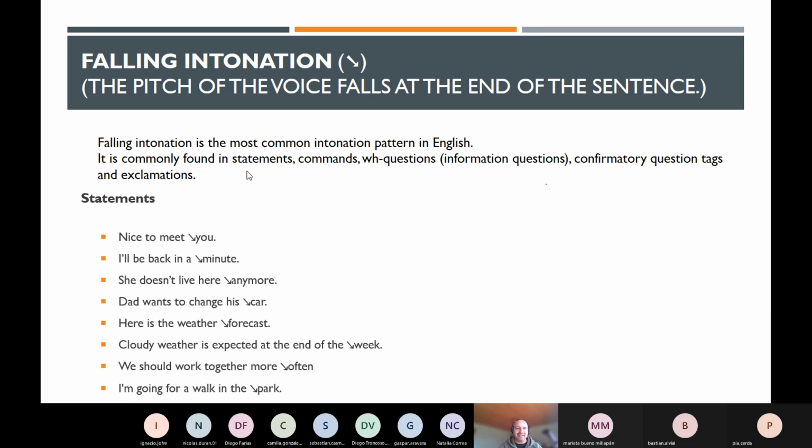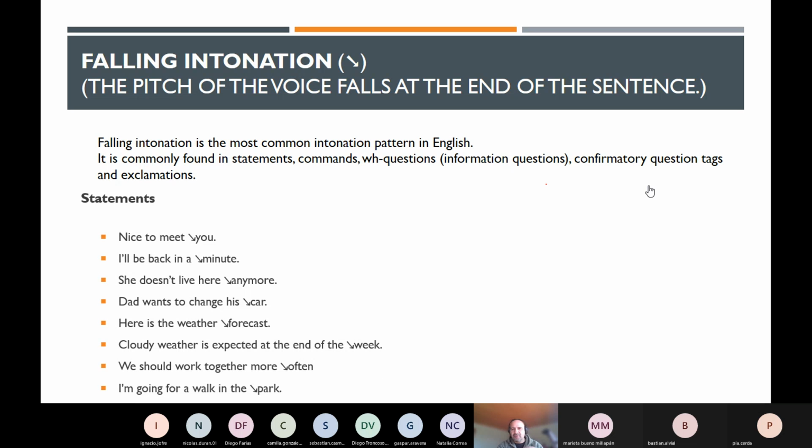WH questions, right? Where are you from? What's your name? Falling intonation, right? Confirmatory question tags and exclamations are some of the exercises that we're going to be reviewing in the following exercises.